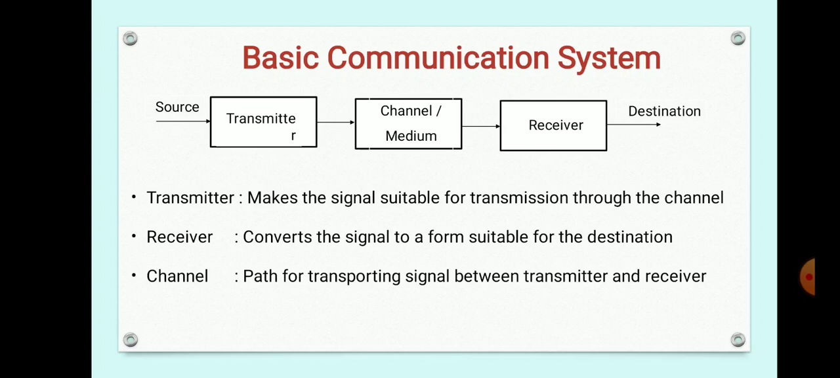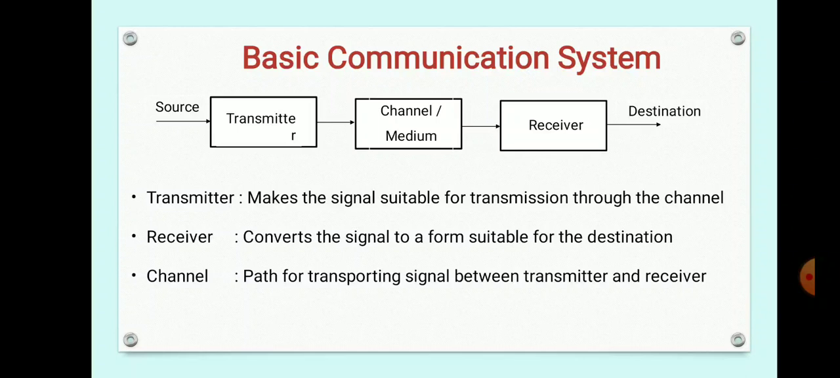So next one is the receiver. As the name indicates, the receiver receives the transmitted signal and converts it into a form which is suitable for the destination. The transmitter has already converted the information signal into a form which is suitable for the channel. Now the receiver has the function to convert the signal back into the original form so that the destination can understand the signal properly.